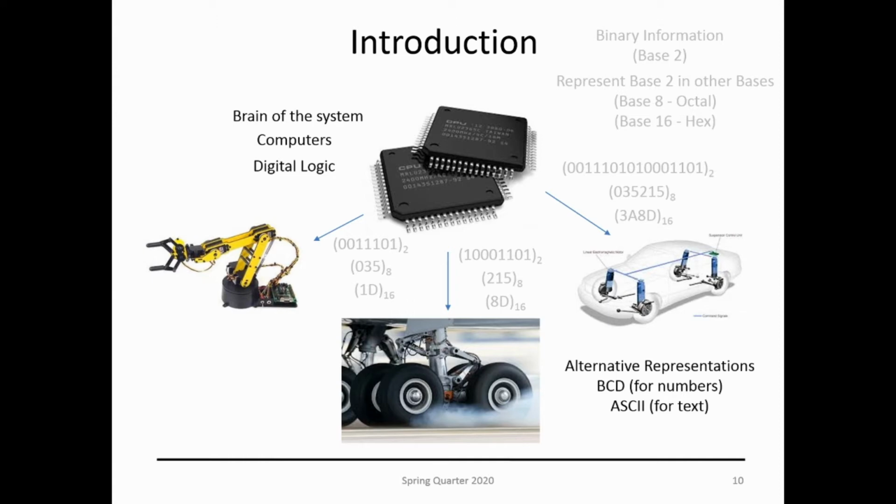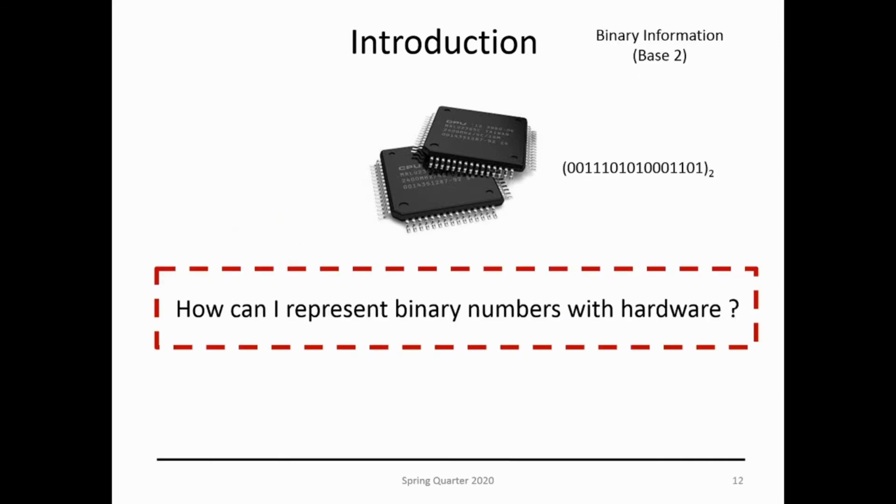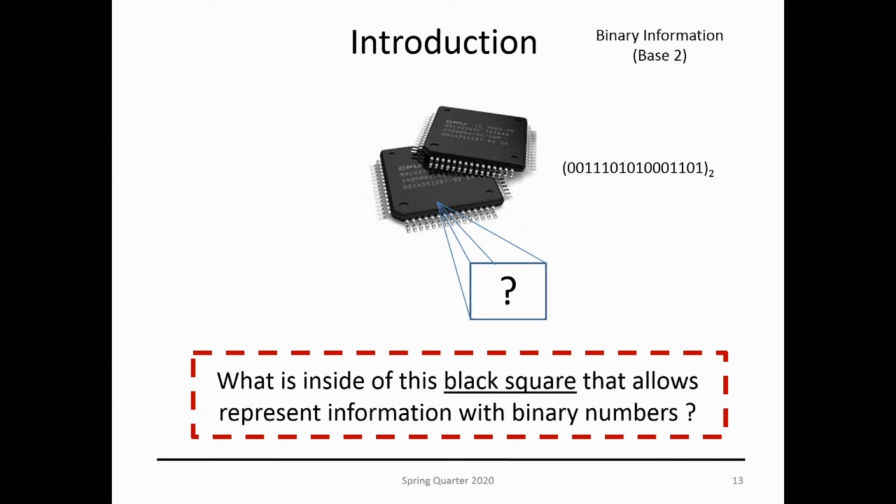We have a different way of representing text and numbers, BCD and ASCII, and we know that inside of those ICs, to manipulate this binary information, it's based on a set of additions and subtractions, multiplications and divisions. But how can I represent binary numbers with hardware? What's inside of this black square that allows to represent information with binary numbers?